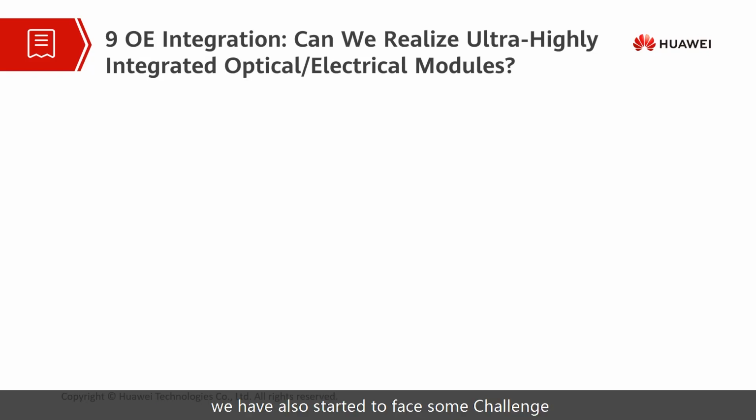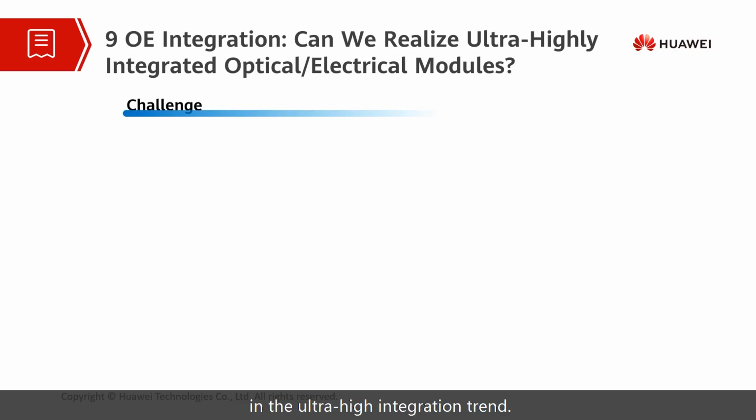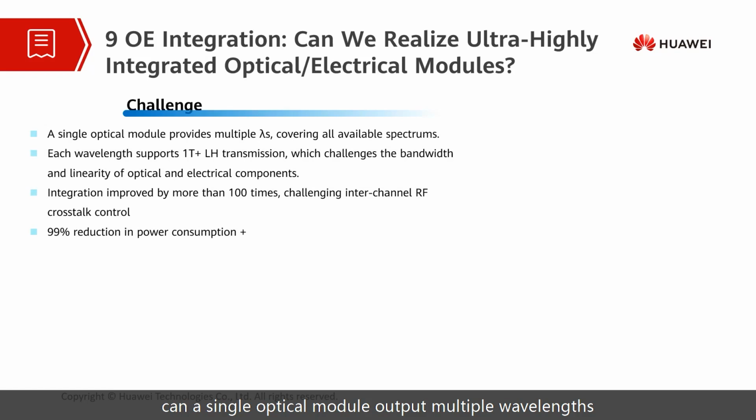In recent years, we have also started to face some challenges in the ultra-high integration chain. For example, can a single optical module output multiple wavelengths and cover all available spectrums? Alternatively, a single wavelength supports long-distance transmission with a capacity of more than terabits per second. This poses great challenges to the bandwidth and linearity of the optoelectronic devices. In addition, the problem of interchannel crosstalk caused by improved integration must be resolved.